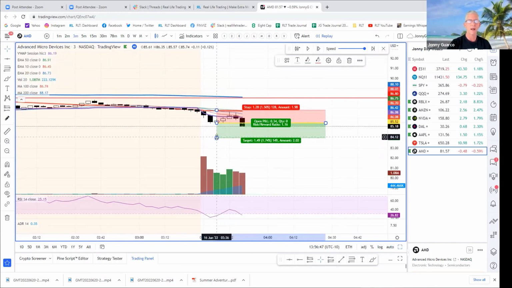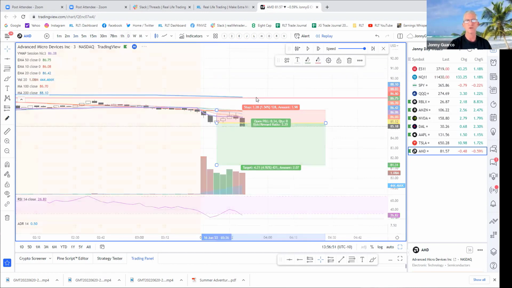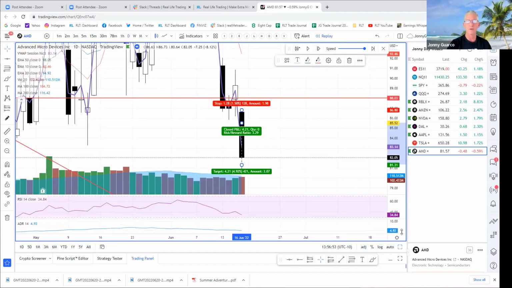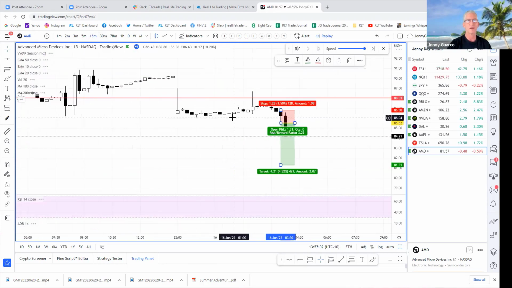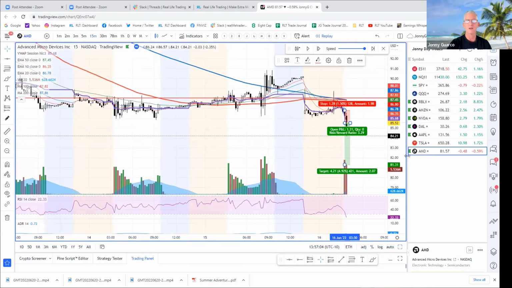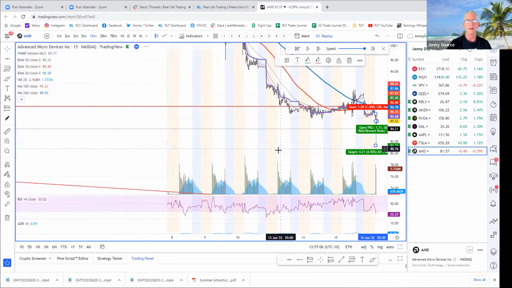Depending on how you target, I use my 15 minutes. Well, first of all, I'll use my average daily range. I got my tool over here. Says AMD moves about $5 average daily range over the last 14 days. I'll then run in and look at my 15-minute chart. That's what I use predominantly for targeting.